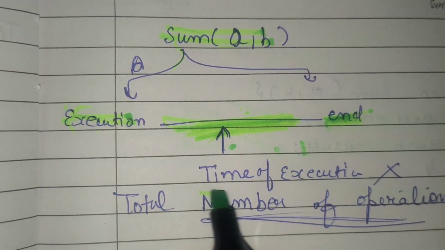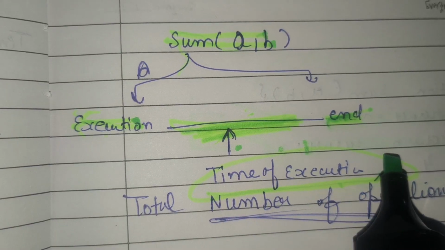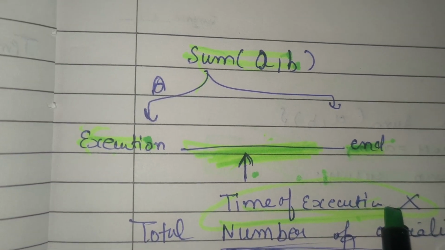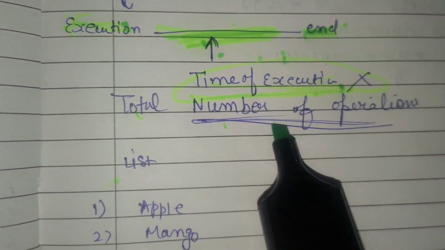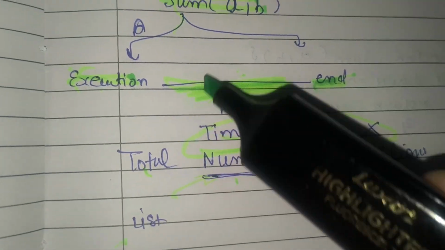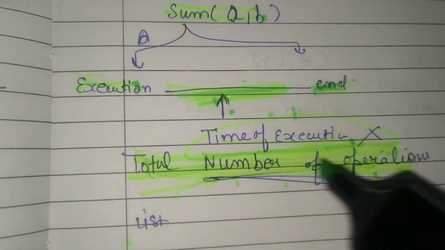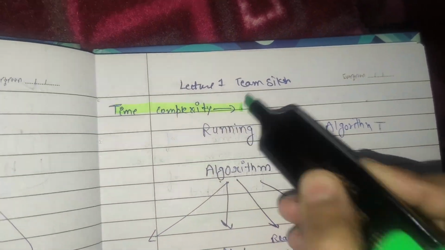We are not considering time, so focus. Even though the topic is time complexity, we are still not considering time, but we are considering steps. So the total number of operations, what do we have to calculate? The total number of operations. Learn this line. So let's start with the topic of time complexity.